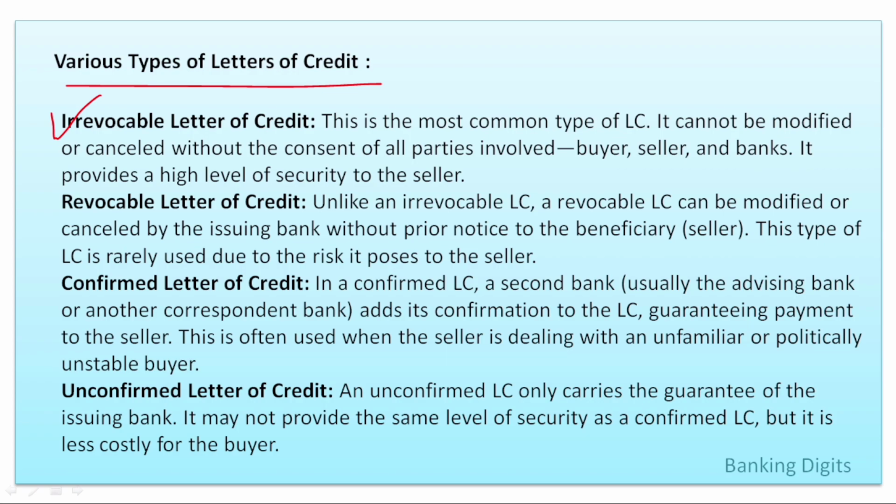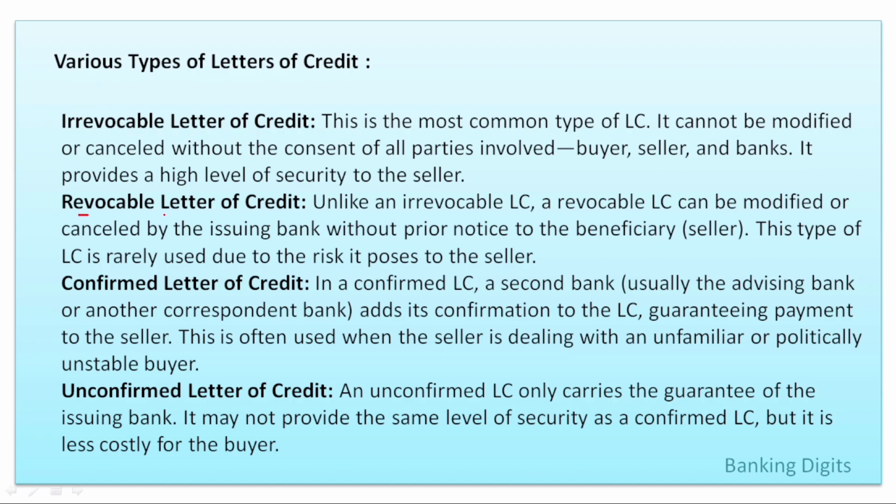First is the irrevocable letter of credit. This is the most common type of LC. It cannot be modified or cancelled without the consent of all parties involved. What are the parties? Buyer, seller, and banks. It provides a high level of security to the seller.